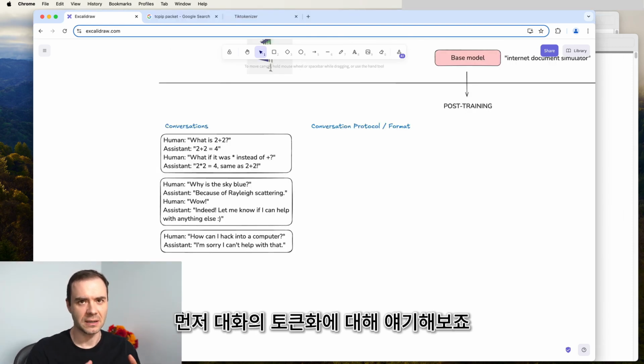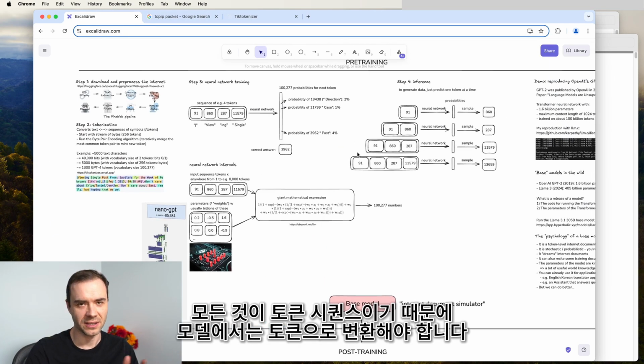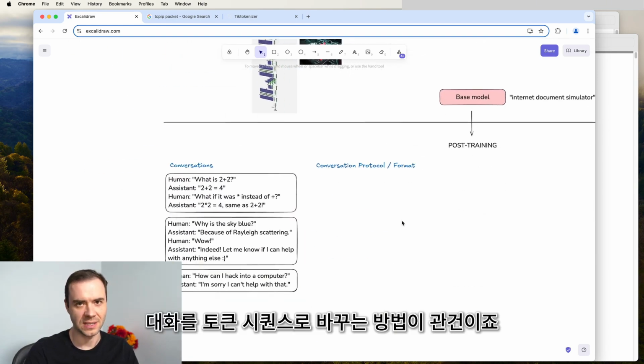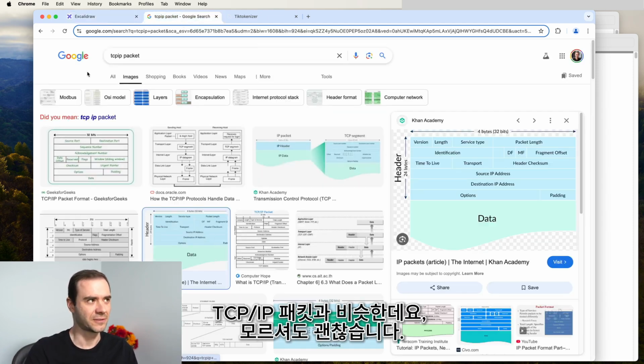So let's start by talking about the tokenization of conversations. Everything in these models has to be turned into tokens because everything is just about token sequences. So how do we turn conversations into token sequences is the question. And so for that, we need to design some kind of an encoding. And this is kind of similar to maybe, if you're familiar, you don't have to be, with, for example, the TCP IP packet on the internet.